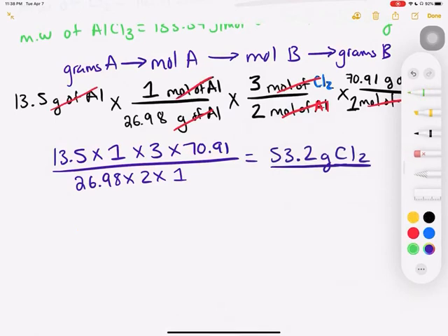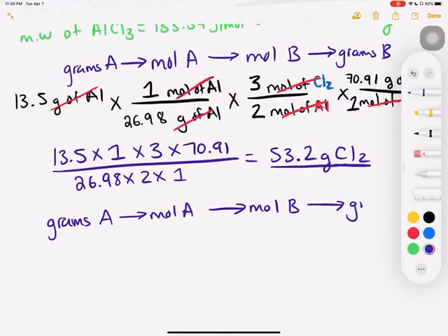So our solution map, or our plan to solve this, is going to be grams of A to moles of A, and then we do the stoichiometric conversion, moles of A to moles of B, and then we convert from moles of B to grams of B. Okay, this is what we're doing.